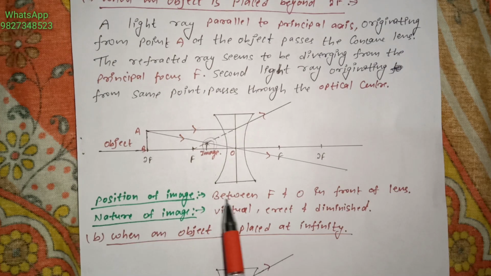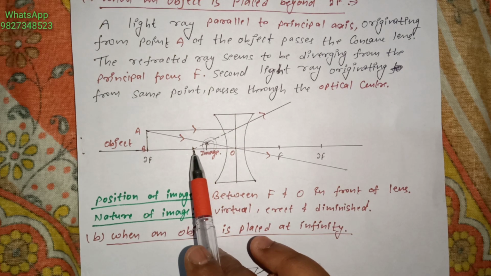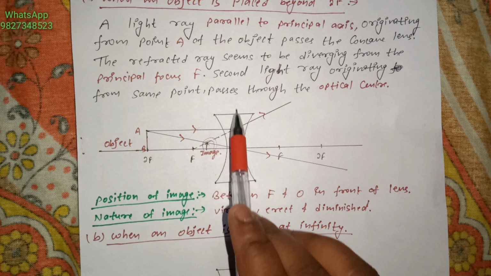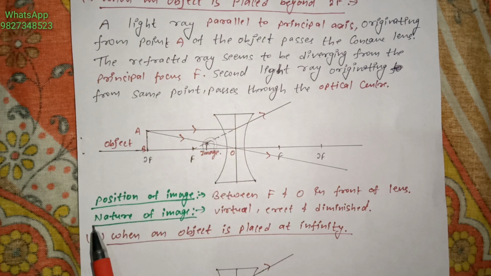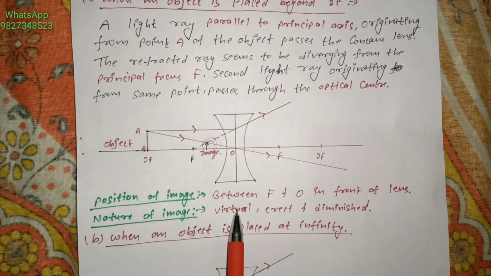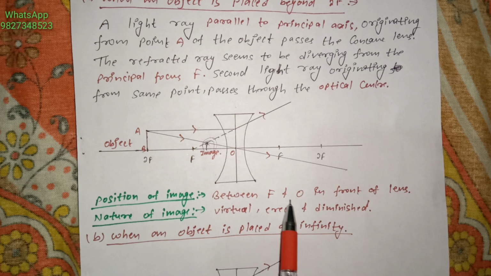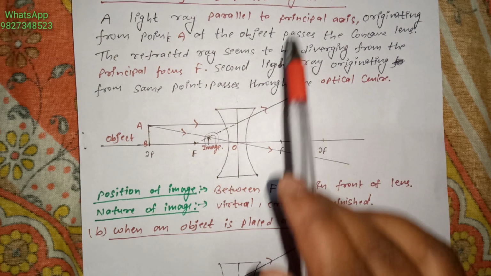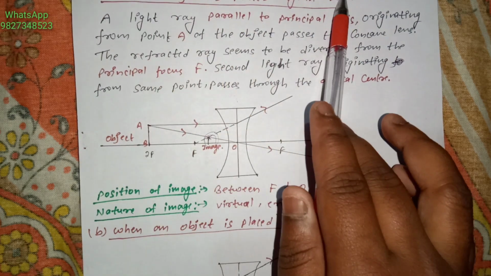So the position of the image will be between f and O in front of the lens. You can see here the image has been formed between f and O before the lens. Now the nature of the image will be virtual, erect and diminished. The meaning of erect is that it will not be inverted. So this kind of image will be formed when an object is placed beyond 2f.